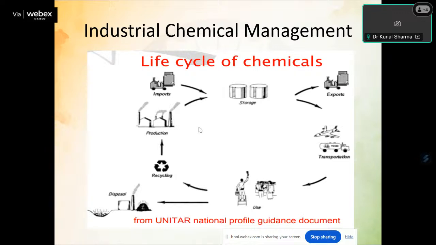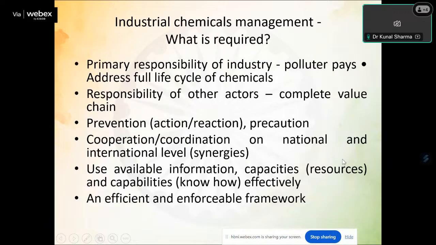life cycle: import, storage, export, transportation, use, again recycling and disposal. This is the cycle. Start from the use and recycling, production, imports. This cycle will help us. But one more thing is disposal, and the complete cycle has a number of issues, starting from the production to the storage to export to transportation to use to disposal. So all these things, the life cycle of industrial chemicals, and in any phase of this cycle, hazards persist and issues are there. Now, as per Rotterdam Convention, industrial chemical management, what is required?